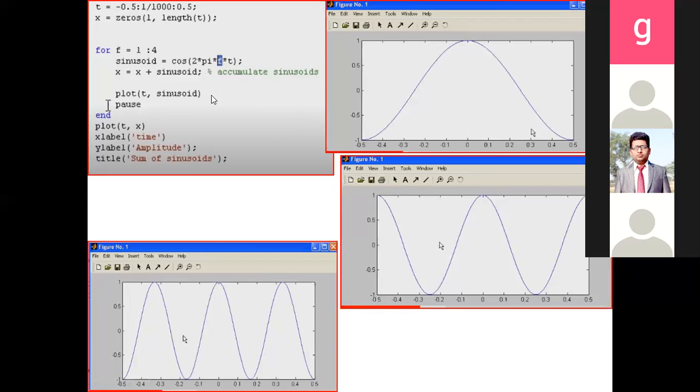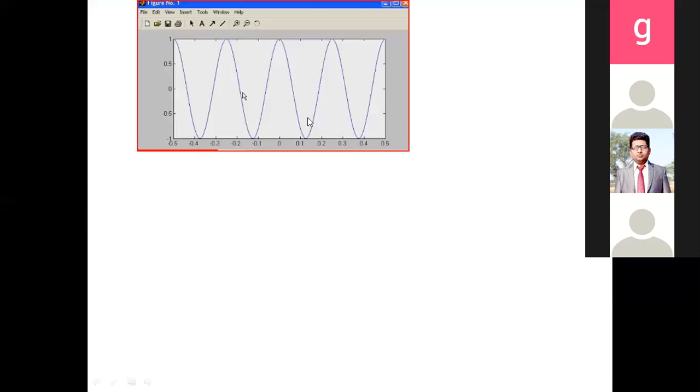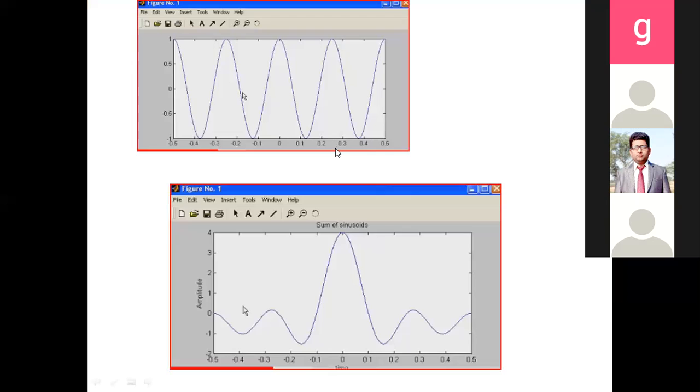So this program generates various sinusoids of our choice and adds all those sinusoids. I create first 1 Hz, 2 Hz, 3 Hz, 4 Hz, 5 Hz, like this, and I'm adding all those 5 frequencies. You can see the response of it. When I add all the 5 frequencies, 1 Hz plus 2 Hz, 3 Hz, 4 Hz, 5 Hz, I get this kind of response.